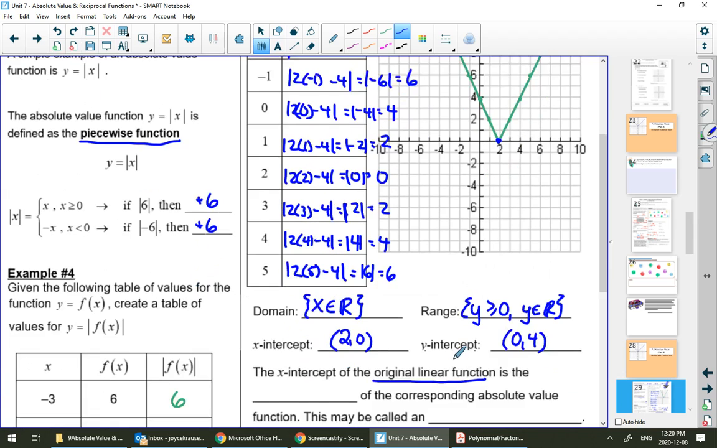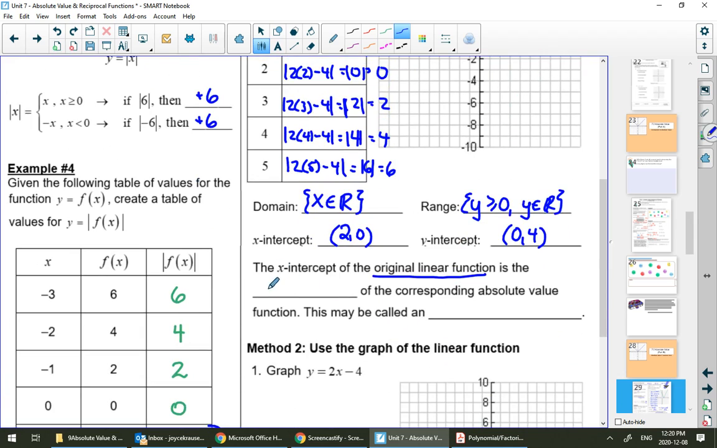Well, that has now become the vertex of our new absolute value function. So the x-intercept of the original function becomes the vertex of the corresponding absolute value function. And because those 2 points are the same on both graphs, they're called invariant points. So we talked about invariant points with reciprocal functions, and now we're also dealing with invariant points when we have absolute value functions. Just as a refresher, that's when our points are the same on both the original graph and the new graph.